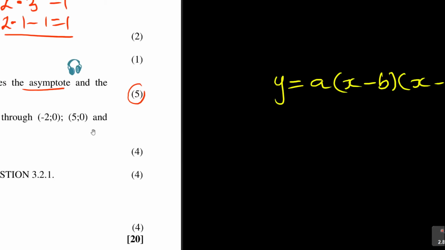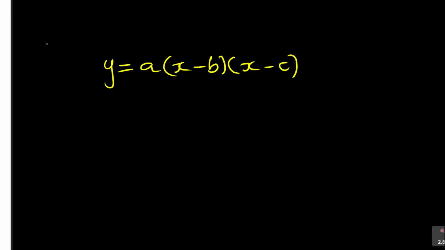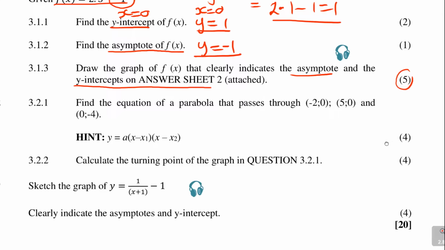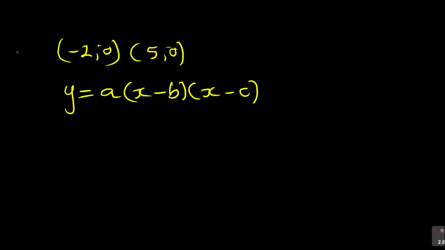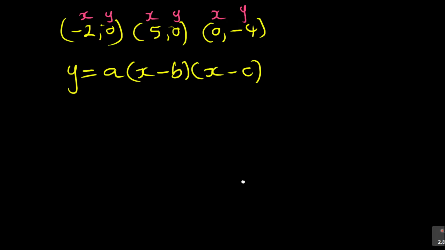Minus 2, 0, 5, 0. Let me write these points. There is minus 2, 0, and then we've got 5, 0. And then what else did they give us? They gave us 0, minus 4. Remember what we have? This is the x, this is the y. So in actual fact, what they are giving you, these are the intercepts.